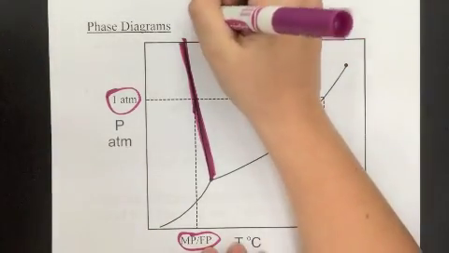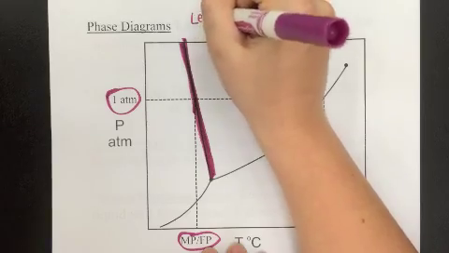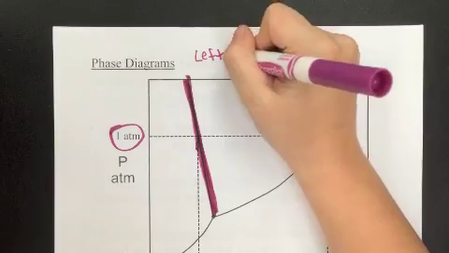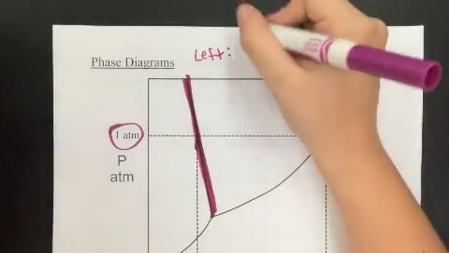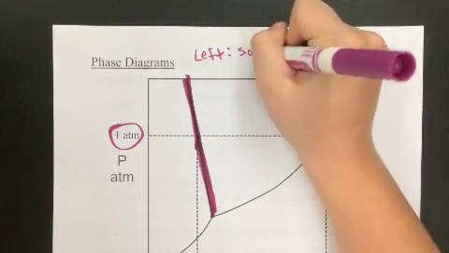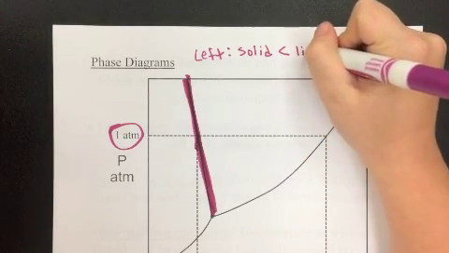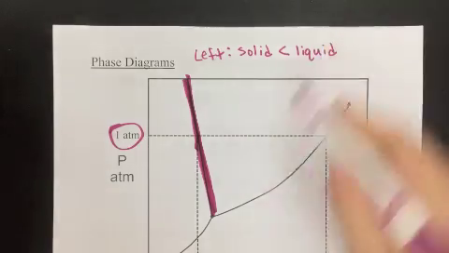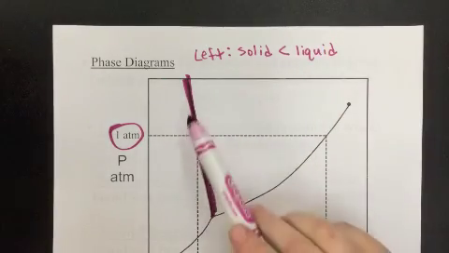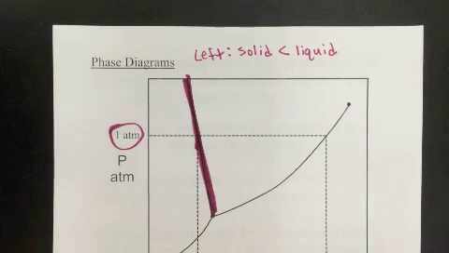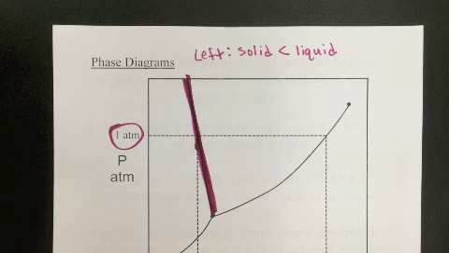Okay? Now, one last thing about this is this line is extremely important when dealing with density. If this line slants to the left, what does this mean? This means that your solid is less dense than your liquid. So if this line slants to the left, for this one for example, that means your solid is less dense than your liquid. So when you put that solid into the liquid, it's going to float. An example of this is water. This is the actual phase diagram for water.